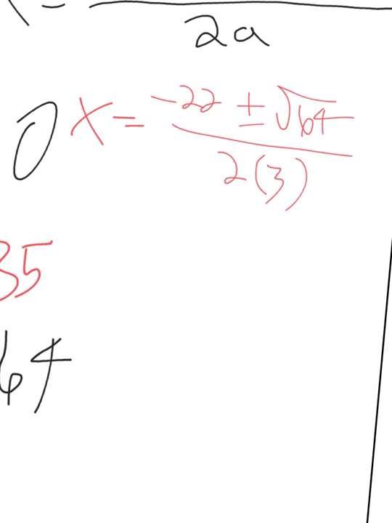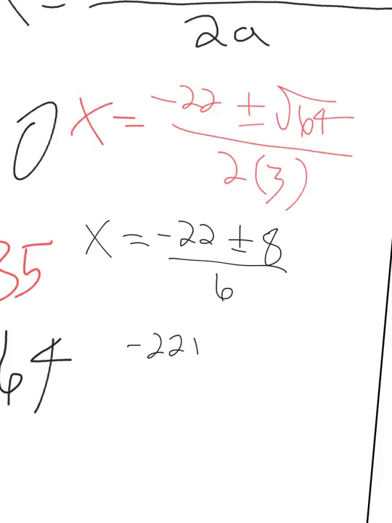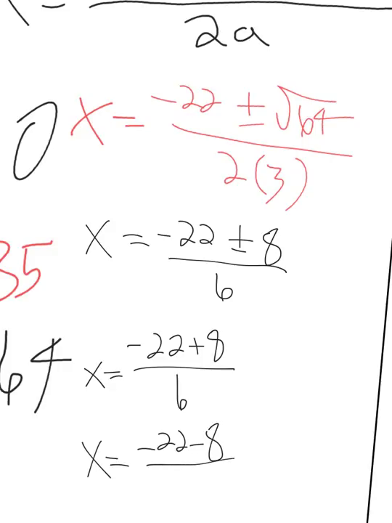The square root of 64 is 8. So what I can write down now is x equals negative 22 plus or minus 8 over 6. Let's just do the math. So we have negative 22 plus 8 over 6, and then we have negative 22 minus 8 over 6.